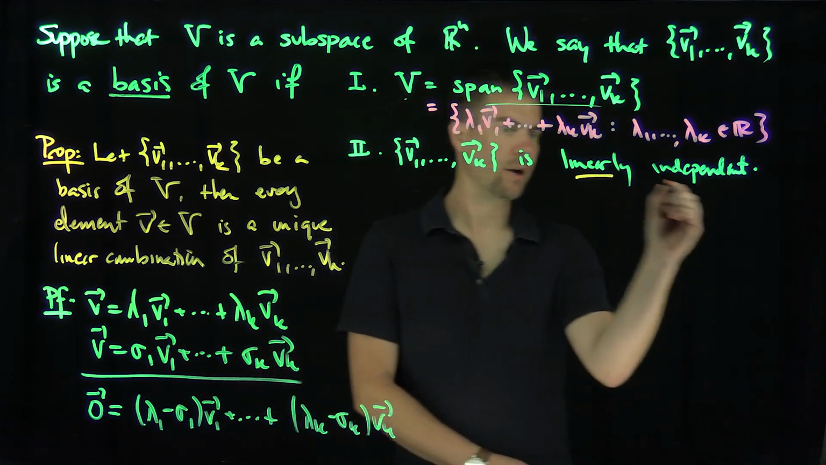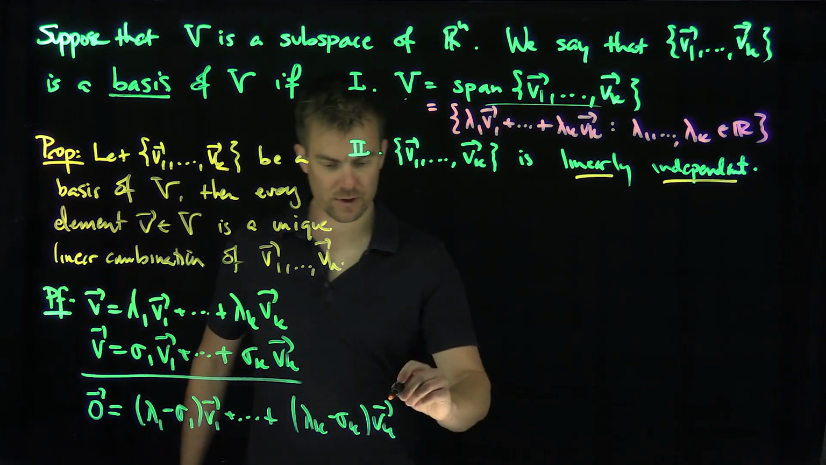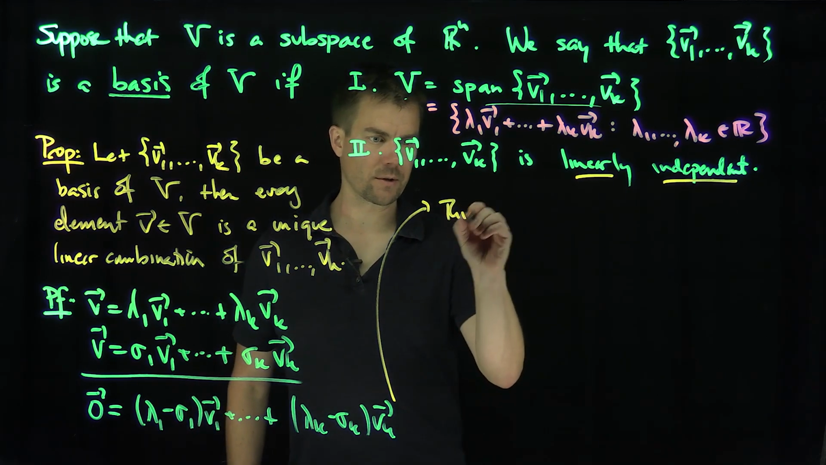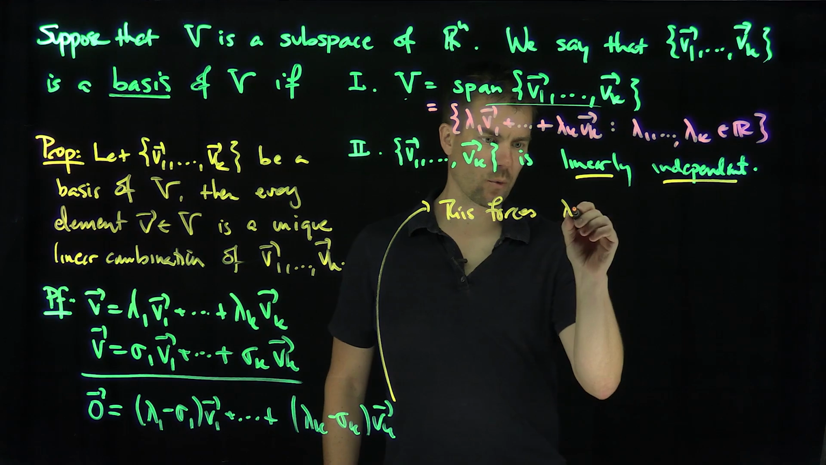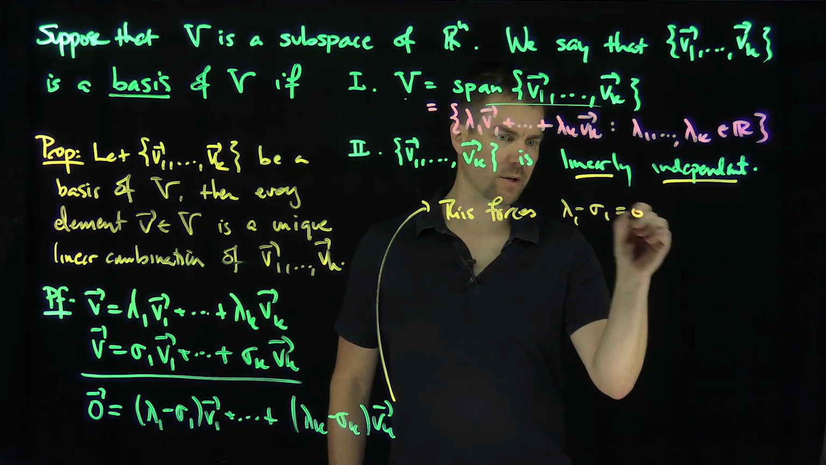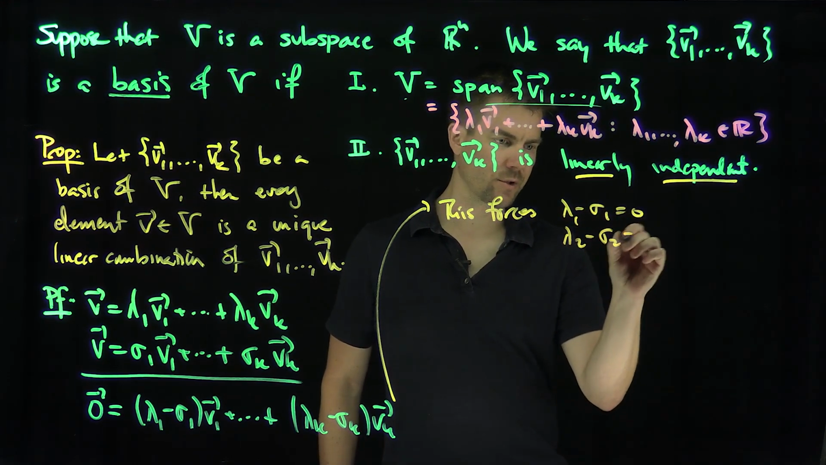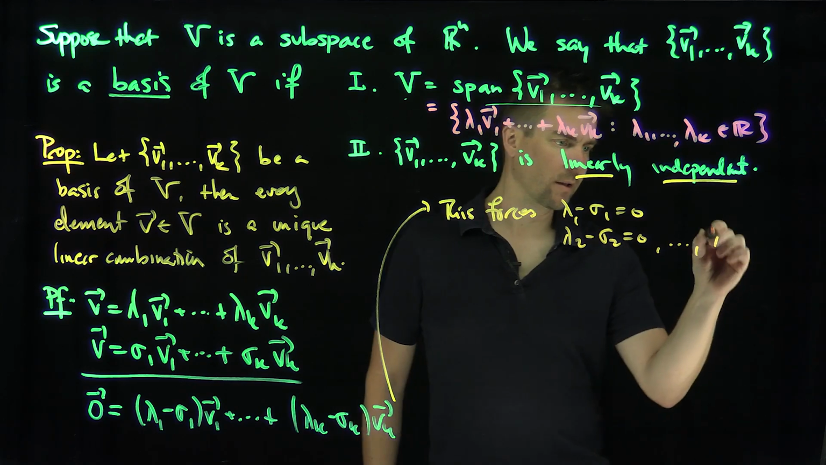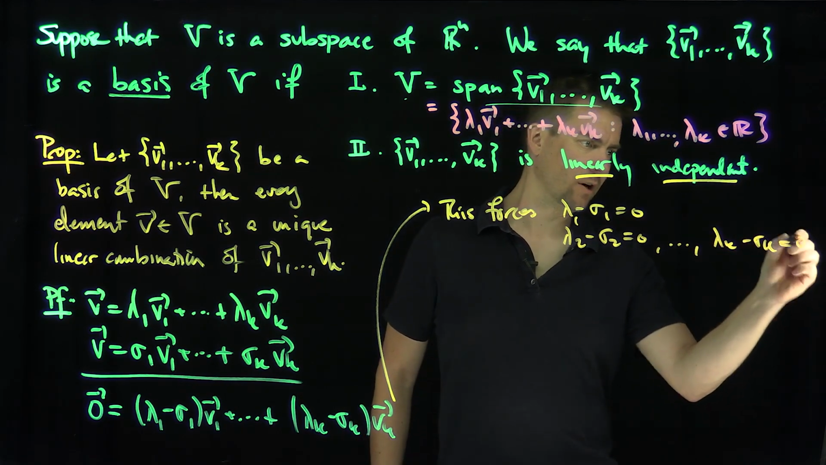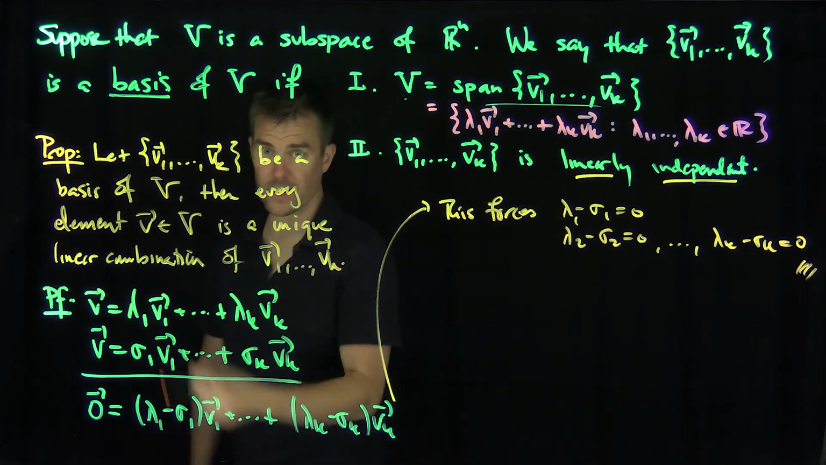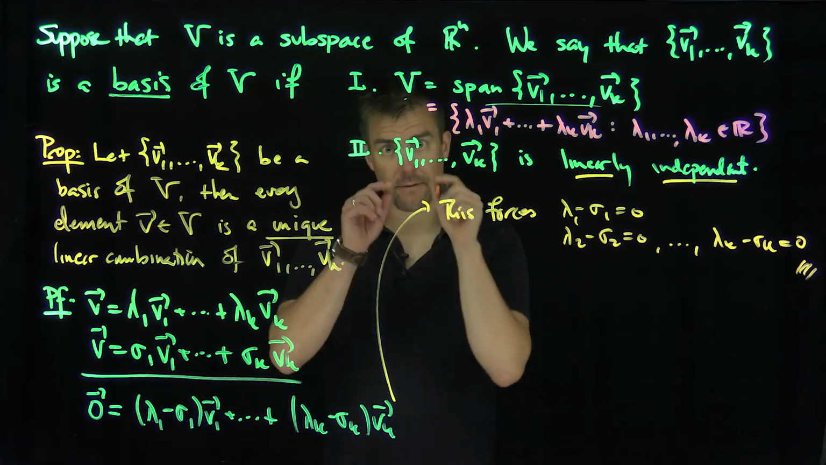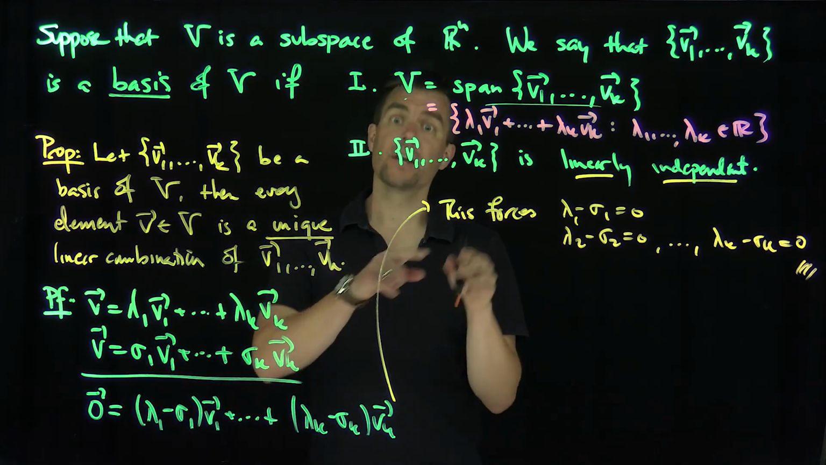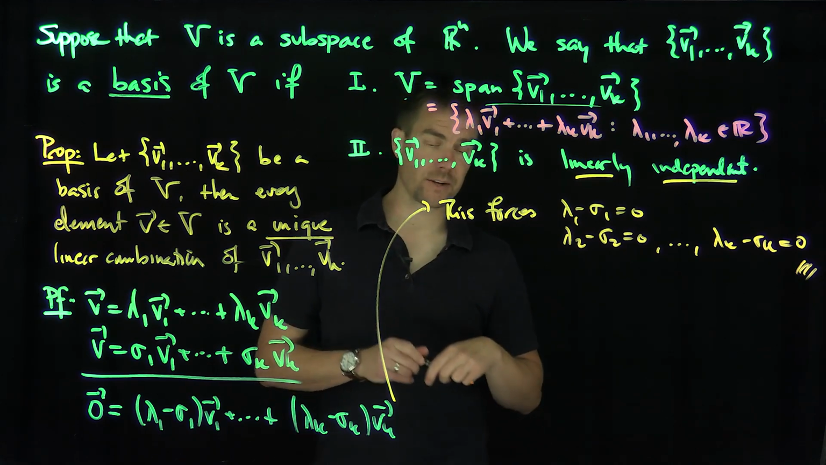That's condition number 2, linear independence. So this forces the coefficients to be 0. This forces lambda 1 minus sigma 1 to be 0, lambda 2 minus sigma 2 to be 0, etc., lambda k minus sigma k to be 0, and we have that the lambda k's are the sigma k's, and we're done. So there's a unique way of representing any vector in the subspace of Rn in terms of this basis over here.